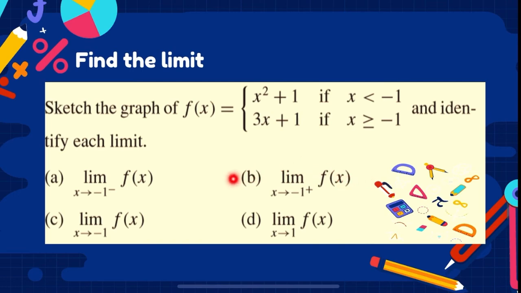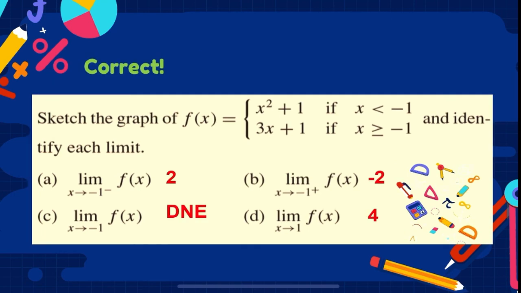So this means that when x approaches negative 1 exactly, limit f of x doesn't exist at all. And now let's take D. So here we have to find limit f of x when x approaches 1 exactly. So 1 is greater than negative 1, so we'll definitely take the second equation, which is 3x plus 1, and substitute 1. So when we substitute 1, 3 times 1 is 3, plus 1 is 4. So the answer for D is 4.